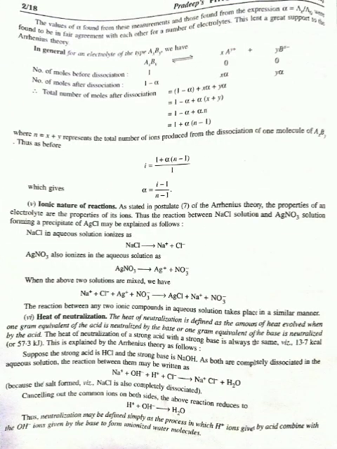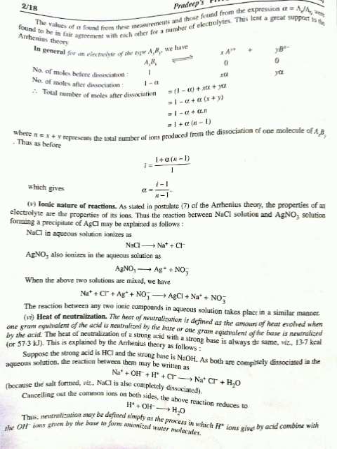The values of alpha found from these measurements and those found from the expression alpha is equal to lambda c upon lambda naught were found to be in fair agreement with each other for a number of electrolytes. This lent a great support to the Arrhenius theory.